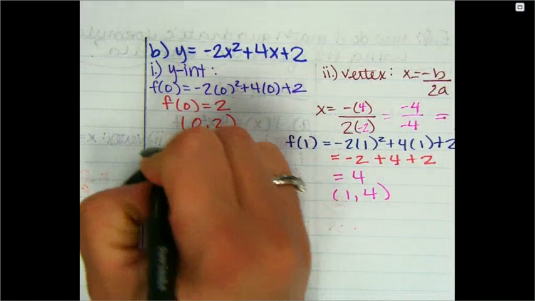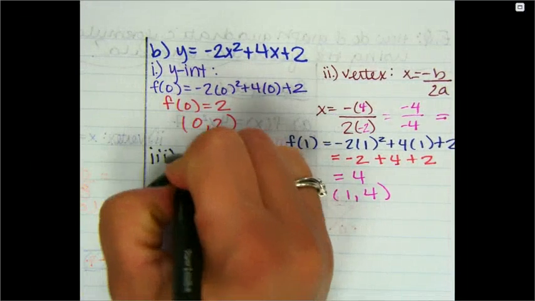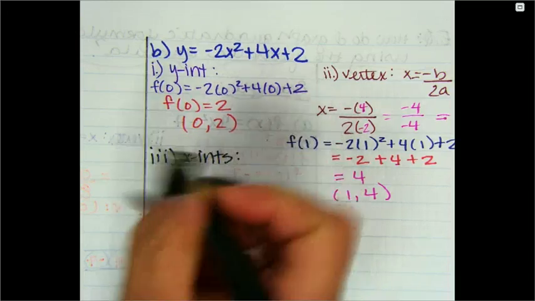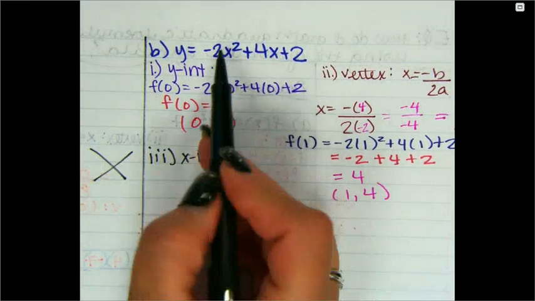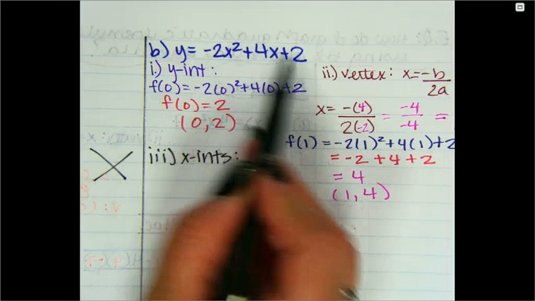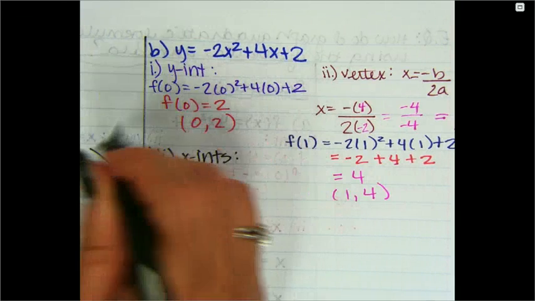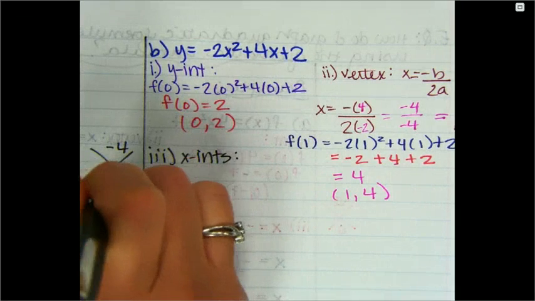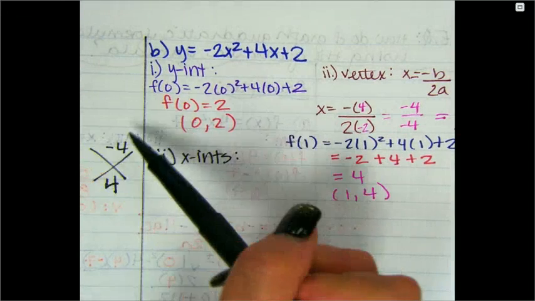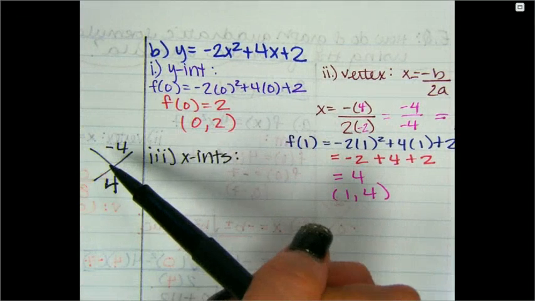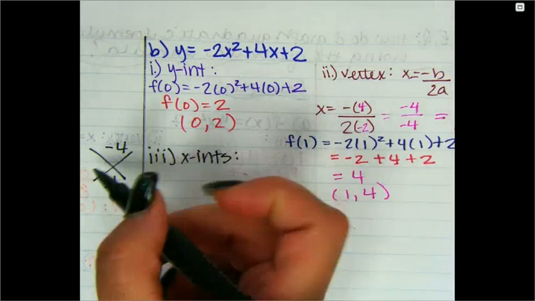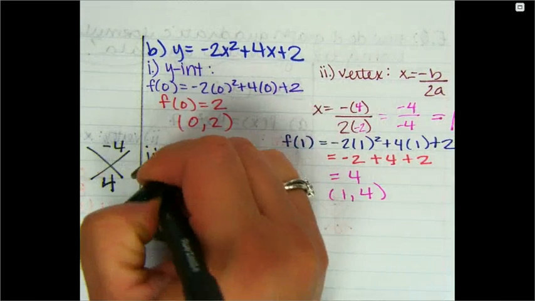X-intercepts. So the third thing is x-intercepts. And if I want to check to see if it factors, remember you multiply a times c. So negative 2 times positive 2 is what? Negative 4 and positive 4 on the bottom. So what it says is two numbers multiply to give me negative 4 and add up to give me positive 4. Does that work? No, it doesn't. So it doesn't factor. So we're going to use quad formula.